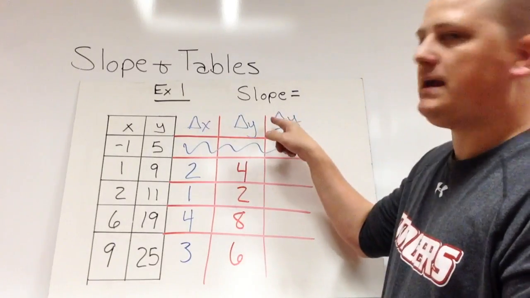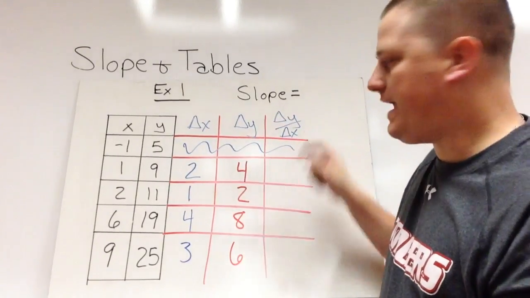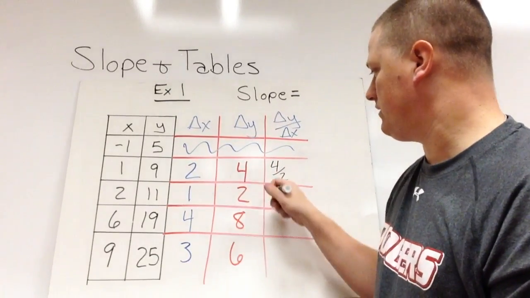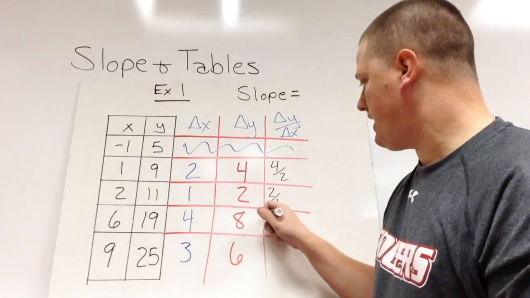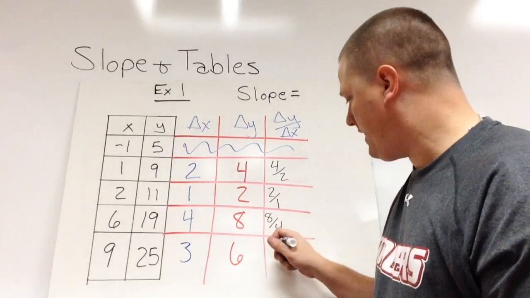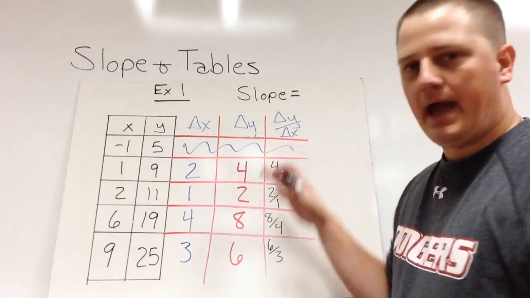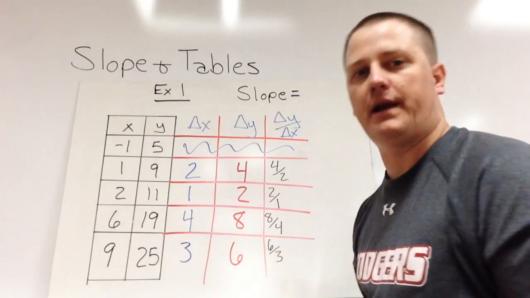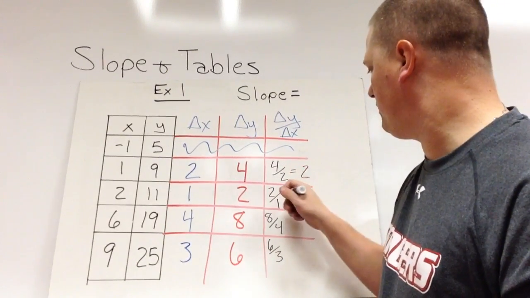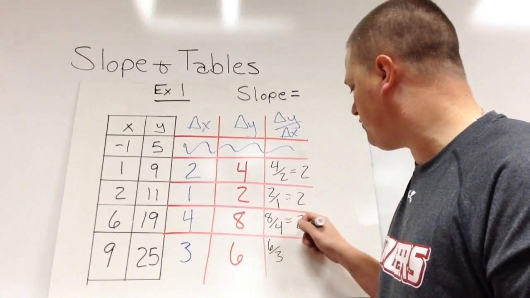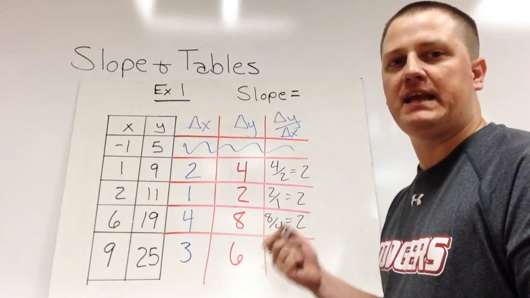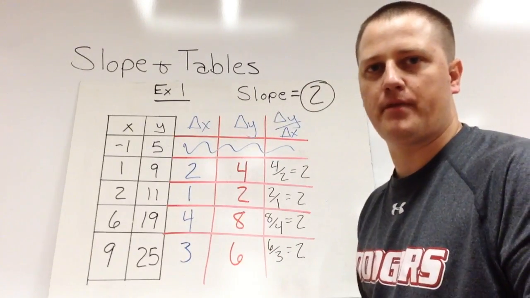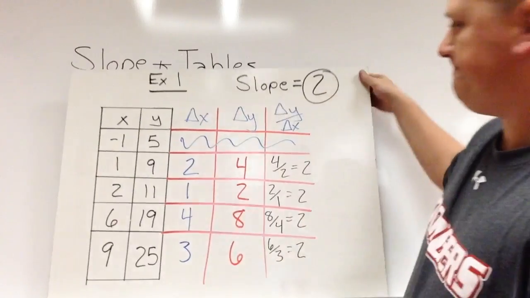Now what this says is to take your delta y and divide by the delta x. So we're going to go 4 divided by 2, 2 divided by 1, 8 divided by 4, and 6 divided by 3. And all of these should reduce to the same number, whether it be a fraction, a decimal, or an integer. So we get 2, 2, 2, and 2, meaning our slope is positive 2. Alright, let's practice it again.